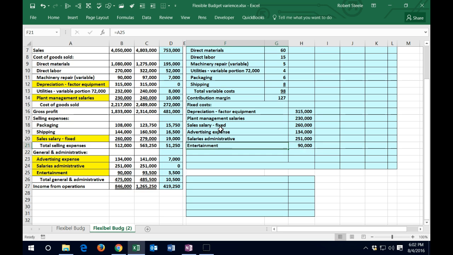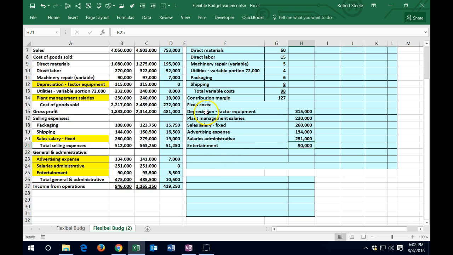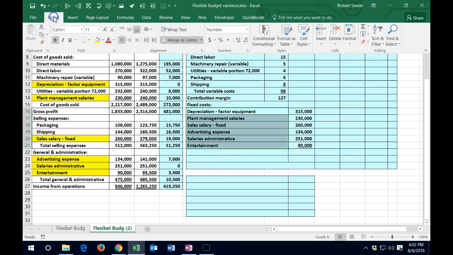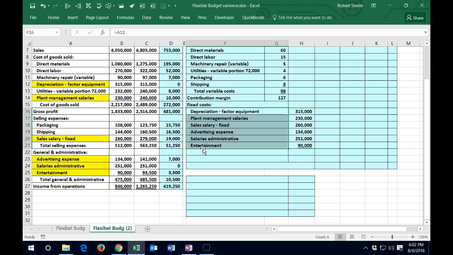All right, so then I'm going to put an underline under the 90,000. I'm going to go to the home tab, go to the font underline, and that's going to give us the total. So I'm going to indent these. I'm going to highlight these, go to the home tab, go to the alignment, indent 1 time. And then we're going to total these up.